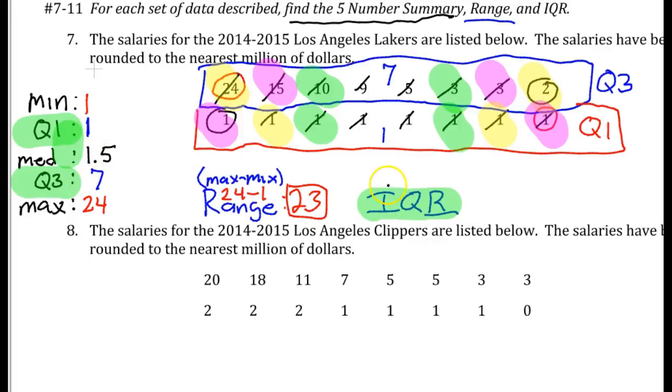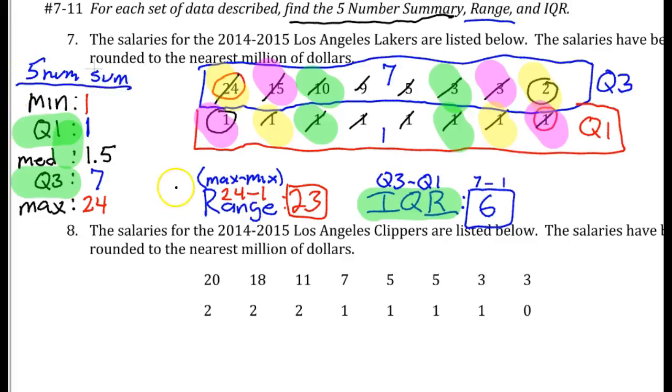So because of this, I can now find my IQR, which is just Q3 minus Q1, right? So that's 7 minus 1, which is 6. And that's a completed problem. We found the 5-number summary right here. Call it the 5-num sum. Right? And we got the range, and we got the IQR.